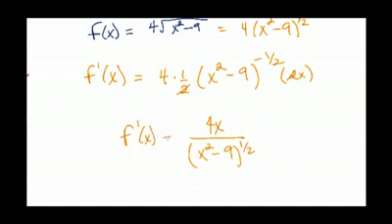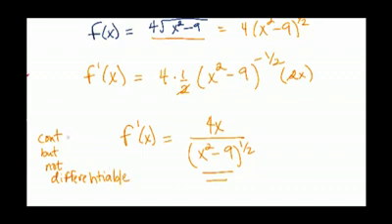So you should be able to look at this and tell me that there's 2 points that were defined in your original function up here that are no longer defined in your derivative. In other words, it was continuous but not differentiable. That's what that means. Another way of saying that is f prime of a number is undefined, where f of that number is defined.